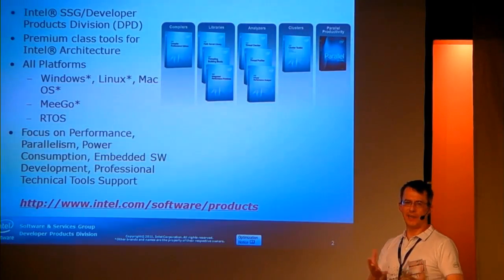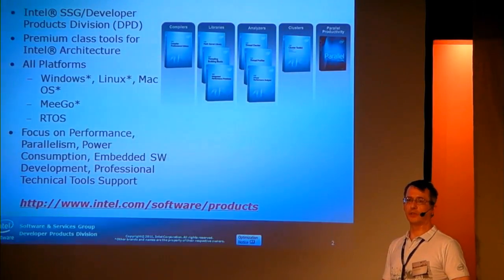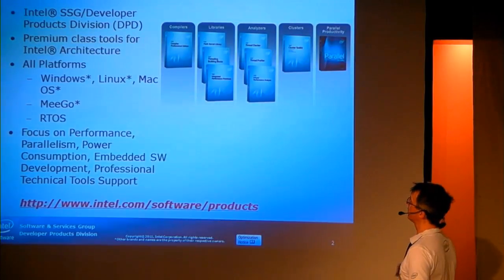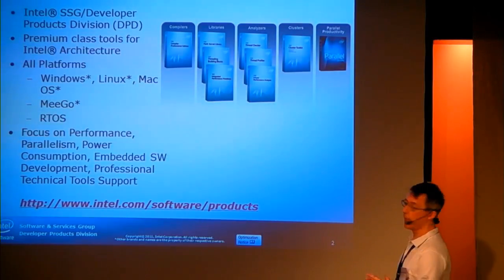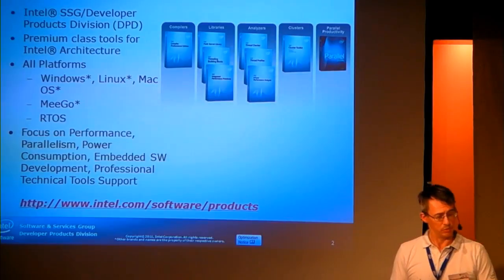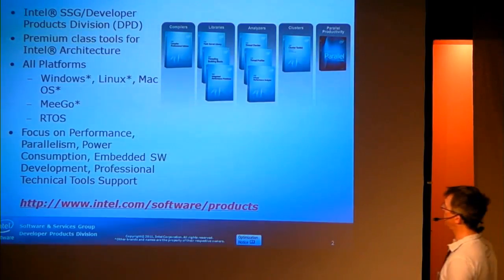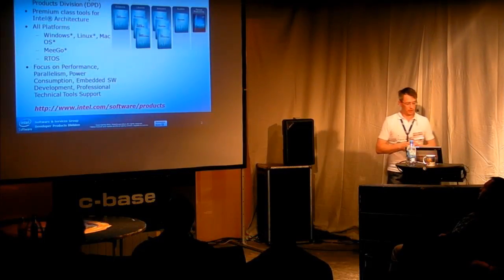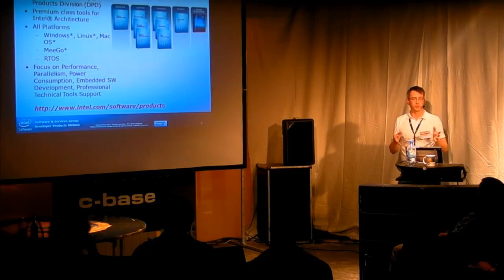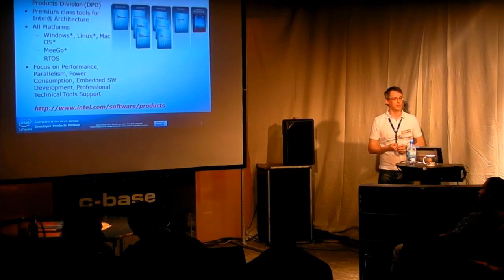But nobody really buys a lot of Intel software. Well, most of our software is drivers and operating system components and pieces of other software like that. But we also do some very good development tools. We do fantastic compilers and optimization tools that I'm going to say a bit about. These are the supported platforms: Windows, Linux, Mac OS, MeeGo, RTOS. So these are the operating systems we support. All our tools are focused on getting the most performance out of your application running on an Intel CPU.